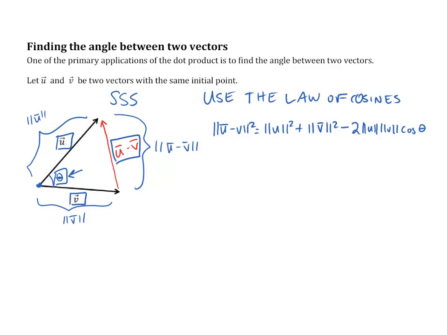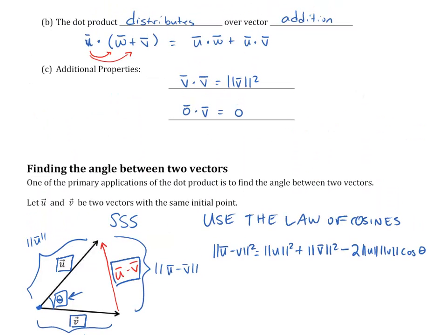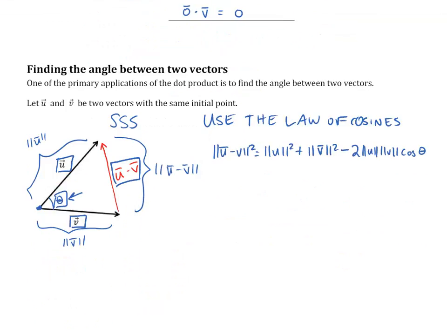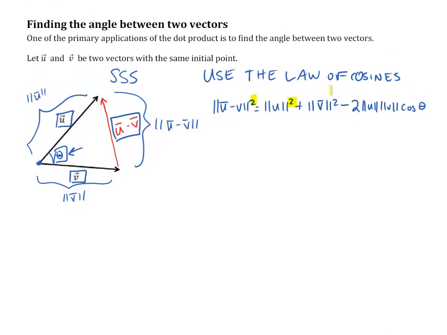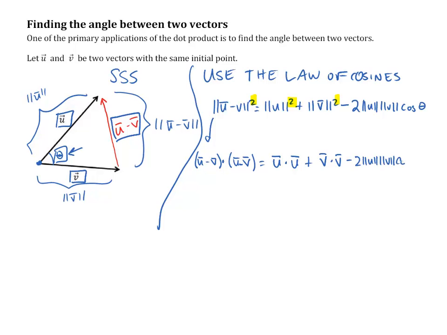Now at first it doesn't look like there is anything to do with dot products in here, but we go back to this property that we had above right here and apply that for all of my squares in here. Boom, boom, boom. I can rewrite all of those as dot products. So this becomes u minus v dot u minus v equals u dot u plus v dot v minus 2 magnitude of u, magnitude of v, cosine of theta.